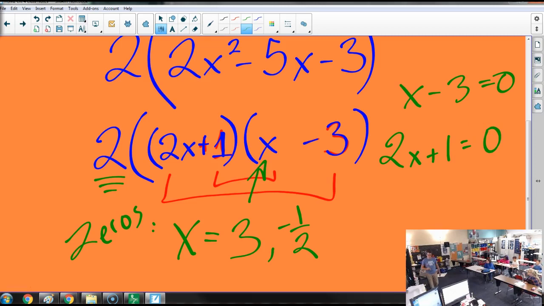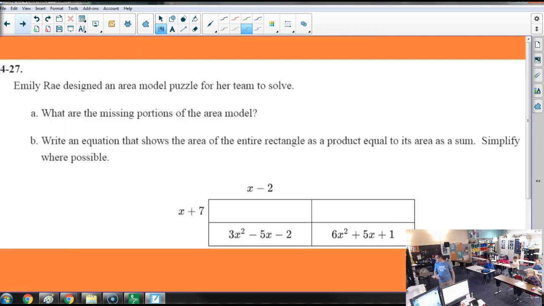But again, you don't have to be able to find the zeros yet. You don't have to know all that. The last thing we're going to do today, which will probably be a challenge for you, is what if we have 3x squared minus 5x minus 2 in the area model?